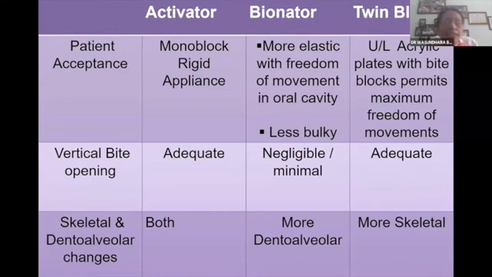Regarding the skeletal and the dentoalveolar changes, the activator brings about both. More is seen with the dentoalveolar, around 70%, whereas with a twin block, studies have shown around 50-50 correction, and some studies have shown even 70% skeletal correction.